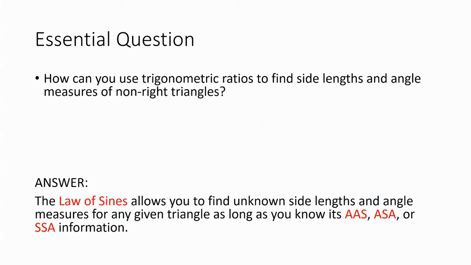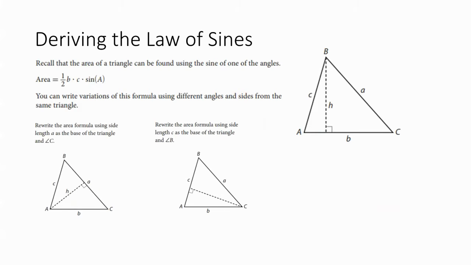This allows us to find unknown side lengths and angle measures for any given triangle, as long as you know that it's angle, angle, side, or angle, side, angle, or even side, angle for its information. So you can just use the law of sines and find those missing pieces. So let's examine where the law of sines derives from, or where it comes from.